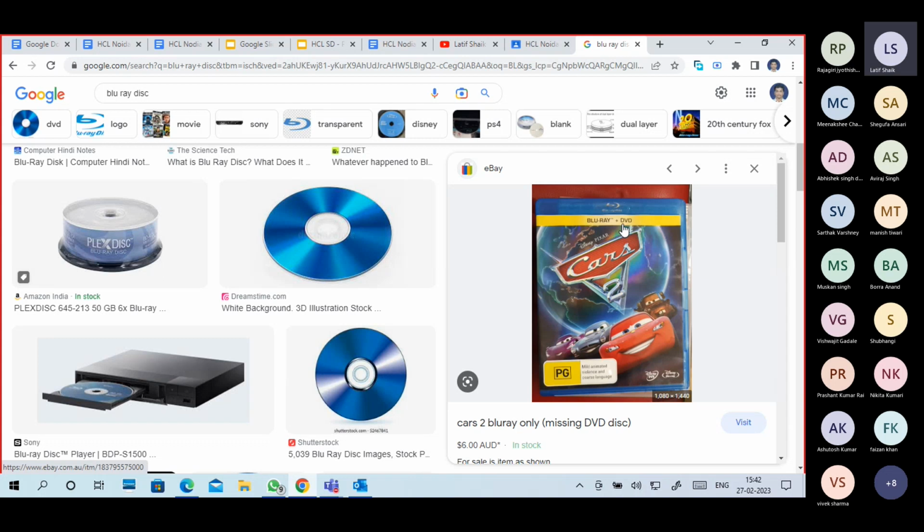Like the CD-ROMs we used earlier, because at that time we didn't have pen drives or external hard disks.